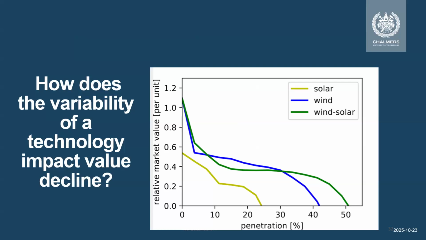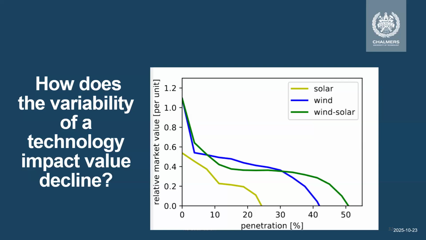So I just want to say that the earlier papers that claim that this all had to do with variability are kind of correct, in the sense that yes, variability of the technology matters, but you can completely avoid the market value decline if you drive the system with a CO2 tax. But if you do have a renewable portfolio standard or the like, you will see that more variable technologies have a faster decline.